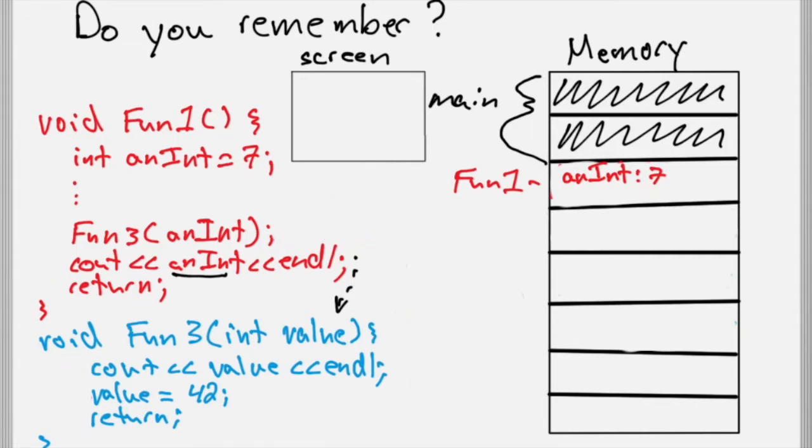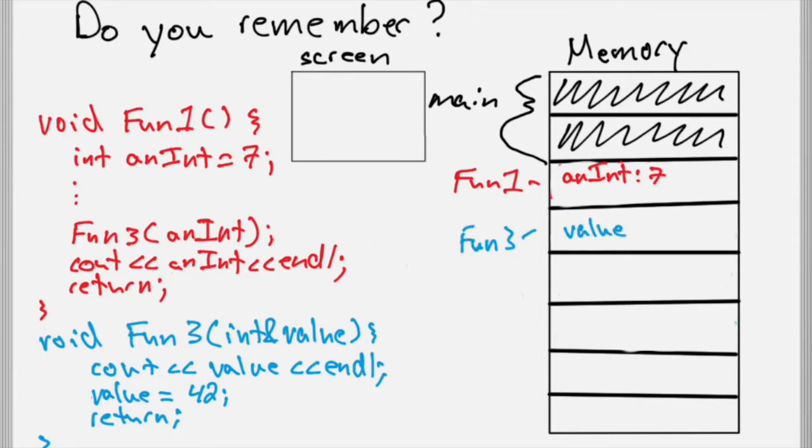Let's go ahead and clean this up a bit and discuss a scenario in which maybe we wanted fun3 to be able to change anInt. And we, at this point, know that we can use pass-by-reference to do that. So I've added the little ampersand symbol behind the type of that parameter value.